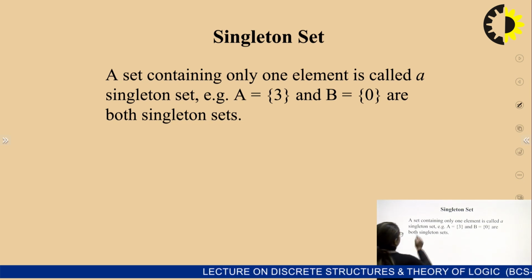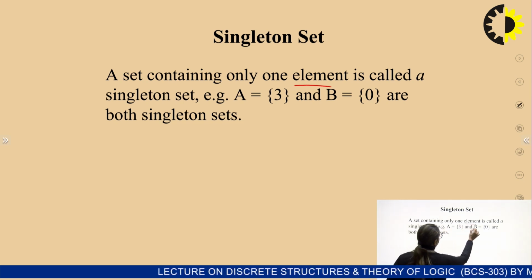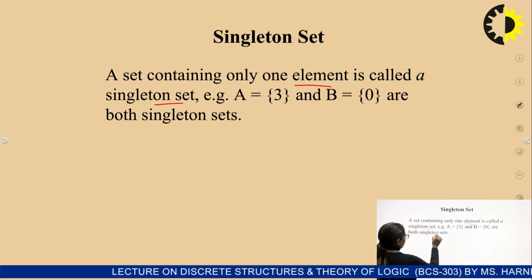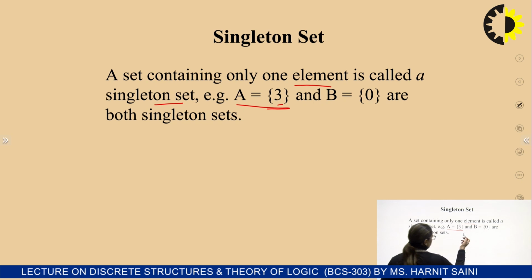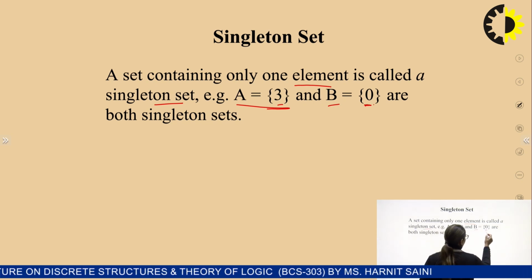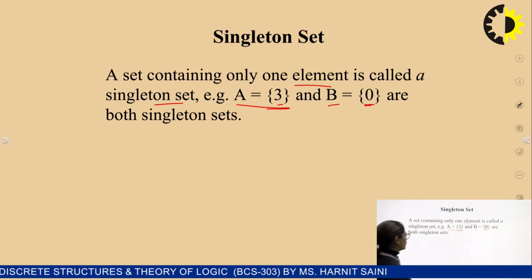Singleton set: a set containing only one element is called a singleton set. For example, A = {3}. Now 3 is the only element here, and in B there is only one element, 0. So that's why these sets are called singleton sets, right?